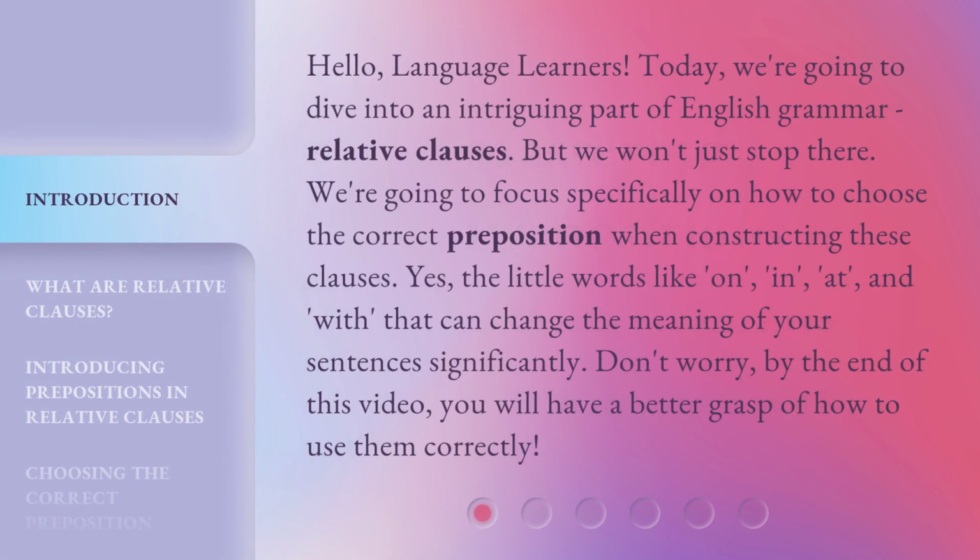Hello, language learners. Today, we're going to dive into an intriguing part of English grammar, relative clauses. But we won't just stop there. We're going to focus specifically on how to choose the correct preposition when constructing these clauses. Yes. The little words like on, in, at, and with can change the meaning of your sentences significantly. Don't worry, by the end of this video, you will have a better grasp of how to use them correctly.